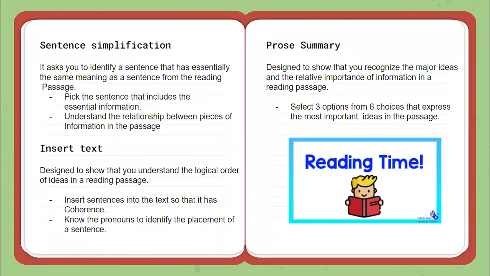Sorry, you have a lot of choices from which you have to choose the one that best summarizes the sentence you have just read. Okay, this is sentence simplification questions. You have to pick the sentence that includes essential information and understand the relationship between pieces of information in the passage. So you will have a lot of choices. You will have a sentence. Before those choices, you have to find the letter that best summarizes and explains that sentence you have just read. Okay, guys?